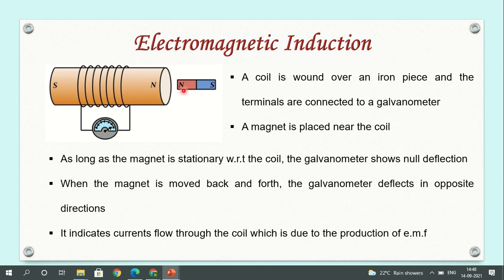And when we move the magnet, the flux linking with the coil changes, and under this condition an EMF is induced in the coil. This phenomenon is known as electromagnetic induction. That is, when the flux linking with a coil or a conductor changes, an EMF will be induced in the coil. This phenomenon is known as electromagnetic induction.